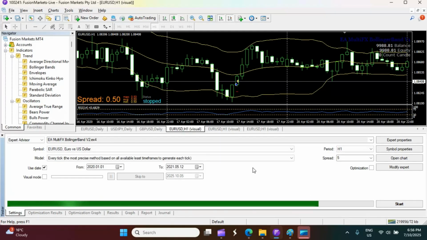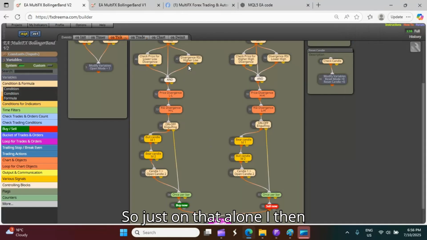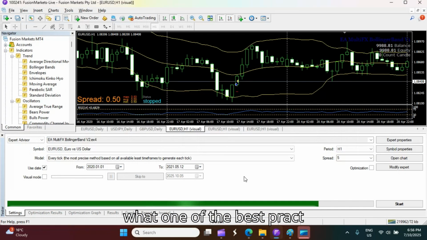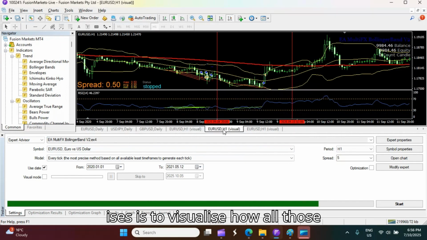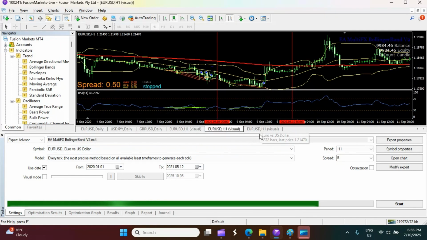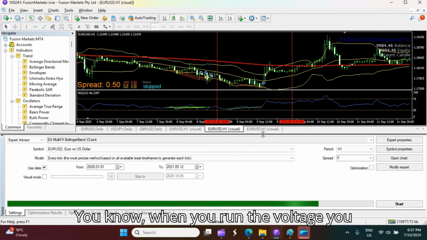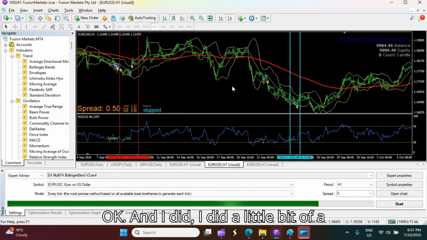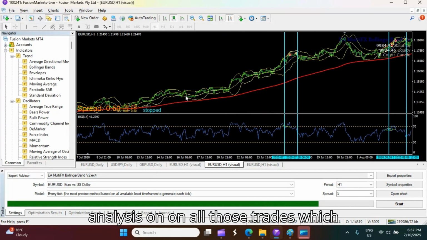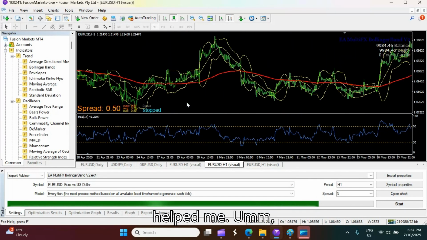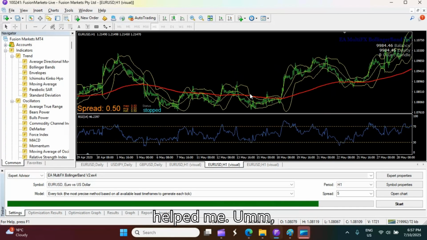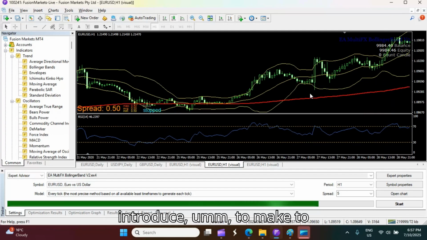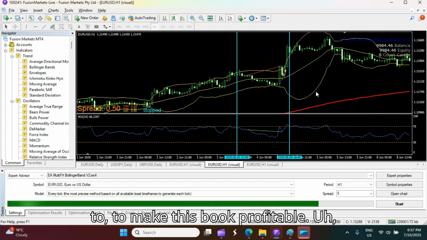Now, just on that alone, one of the best practices is to visualize all those trades. When you run the bot, you can actually visualize those trades. And I did a little bit of analysis on all those trades, which helped me identify what hours we can actually introduce to make this bot profitable.